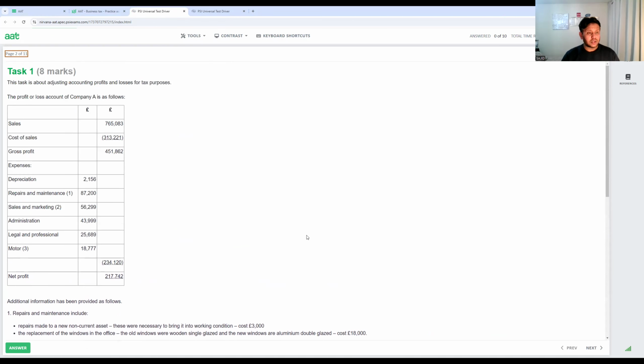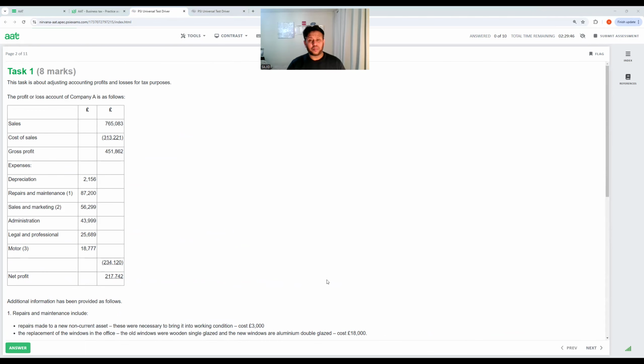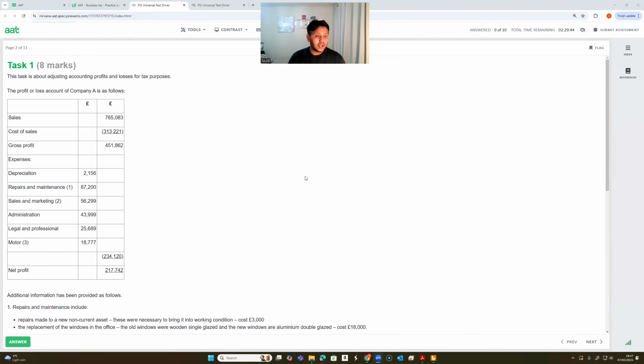All right, so this is our assessment number one for 8 marks. In the exam, you're going to look at exactly the same kind of question, and obviously the more we practice, the more ready we will be for the exam. So let's look at this question for task one for 8 marks. It says this task is about adjusting the accounting profit and loss for tax purposes.